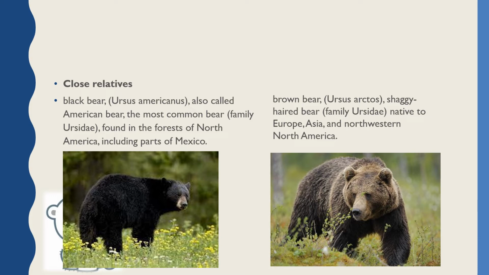These two bears are the close relatives of polar bear. The first one is the black bear. It is also called American bear, the most common bear, found in the forests of North America, including parts of Mexico. And the next one is the brown bear. It's a shaggy-haired bear, native to Europe, Asia, and northwestern North America.